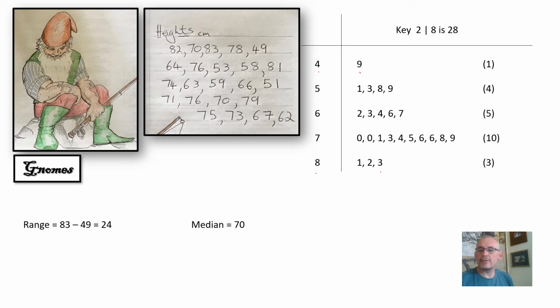We can see then how they're distributed. Most of them are in the 70s there. A range of 24, but really I'm more interested in the maximum than what the range actually is.